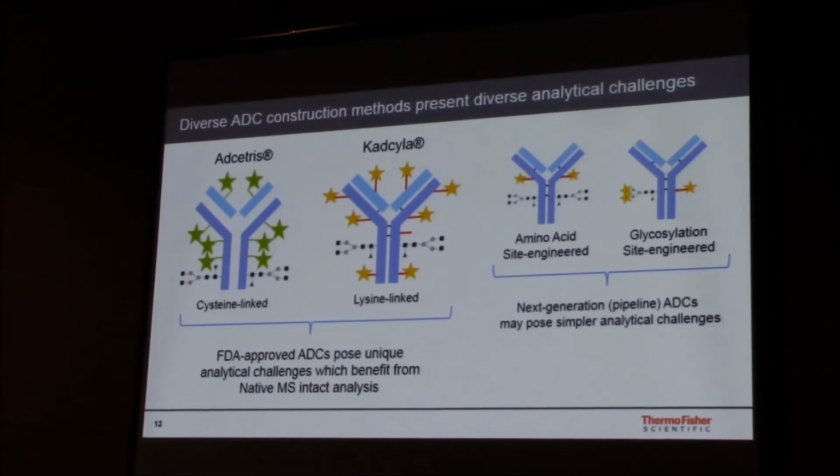The major difference with these commercially available compounds is that in the case of Adcetris, the cysteine-linked, we've swapped the interchain disulfides. These cysteines are the sites of conjugation of our linker drugs. And in Kadcyla, lysine-linked, of course, we've sort of randomly derivatized all of the external lysines. This is a highly calibrated sort of construction method, and the challenges analytically are pretty different for these two types of ADCs.